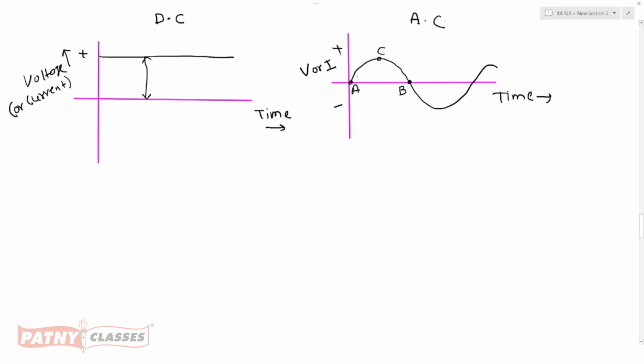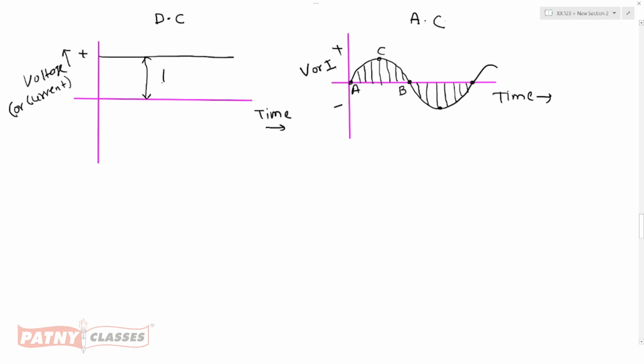Between A and C, it is slowly increasing and becomes maximum, and after that slowly decreases and becomes 0. Then after that it turns to the negative cycle here. Again on the negative side, this is the largest value on the negative side. Again slowly it becomes 0. So in DC, the magnitude of current or voltage is constant with time, but in AC it is not constant. It is changing from one value to another value, from minimum to maximum.